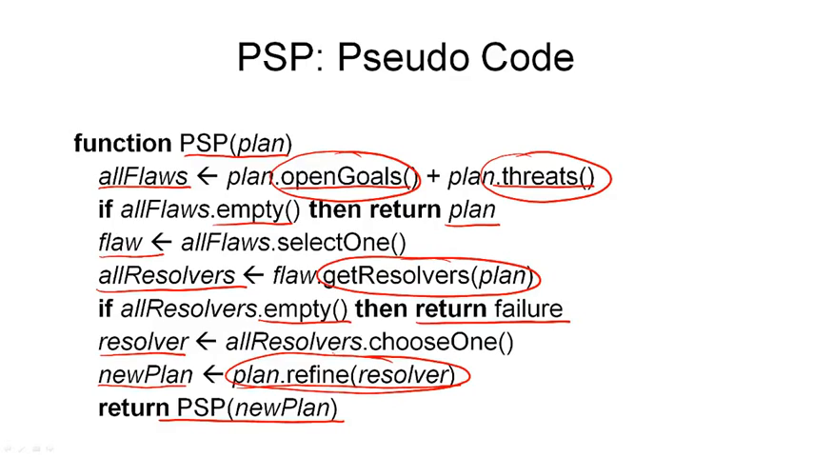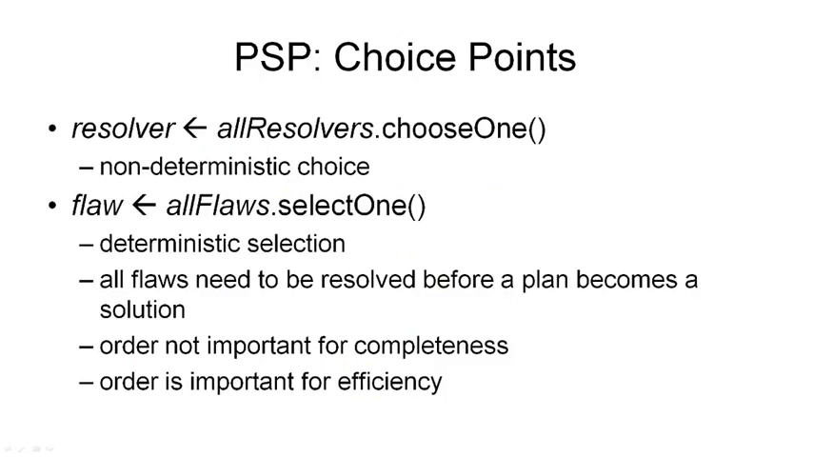But before I get there, there are two more functions that look quite trivial but are actually different. As you can see, I've chosen different names for these. Firstly, we need to select a flaw, and secondly, we need to choose a resolver. And there's a good reason why I've chosen two different words for these two different functions. The two functions, choose one and select one, represent choice points in our algorithm.